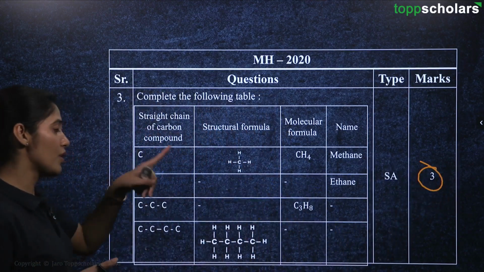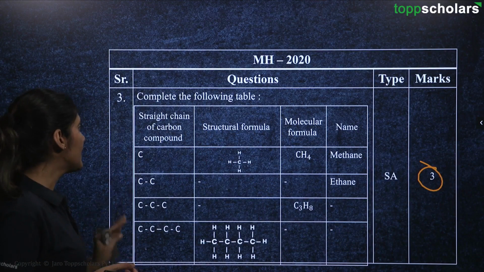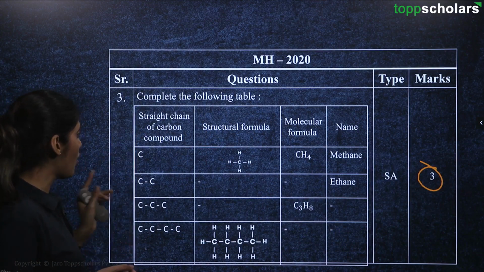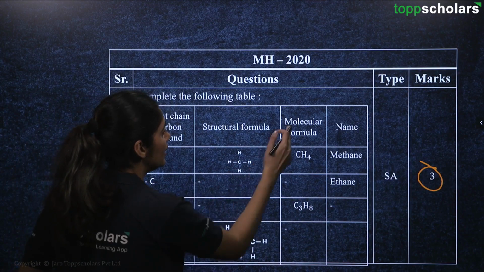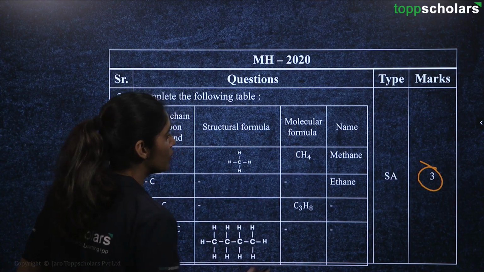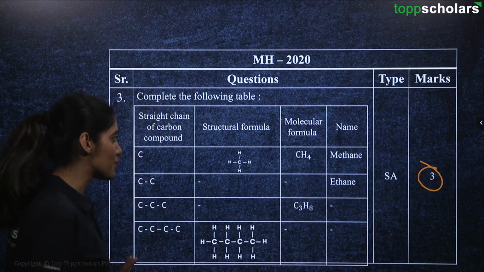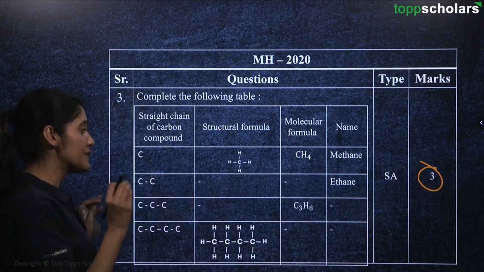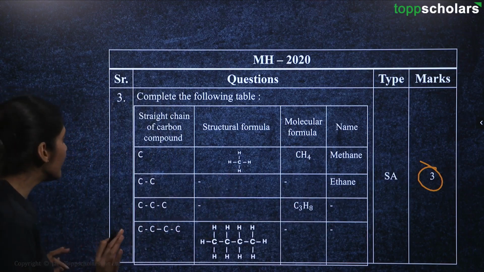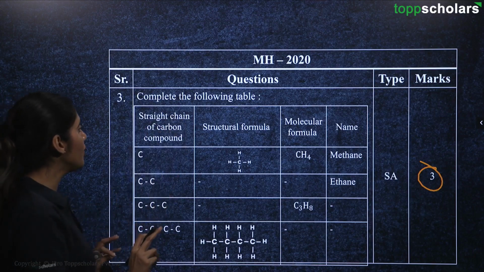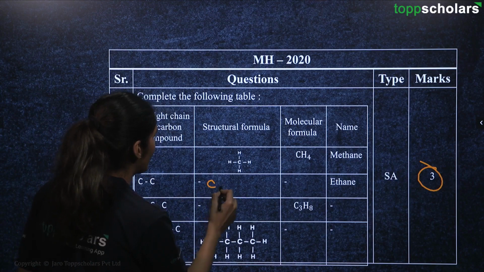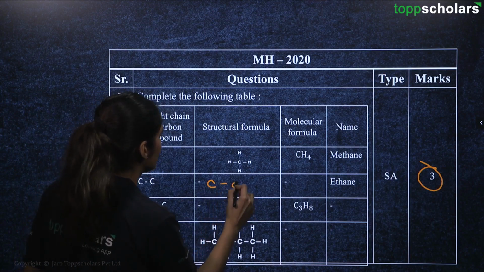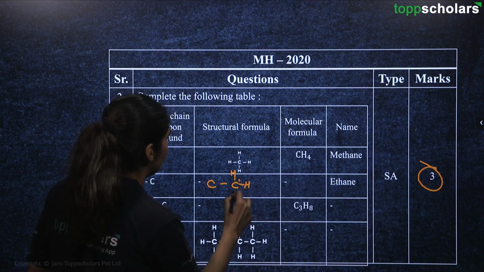a similar question to what we have seen earlier. Again, here we have the straight chain of carbon compound. Somewhere we have the structural formula, somewhere we have molecular formula, and somewhere we have the names. So, wherever there is information missing, we will have to fill it. Now, this is a straight chain of carbon compound. There are 2 carbon. So, we will have to write the structural formula like this. So, this is a 2 carbon compound. It is going to be, we always fill it like this.